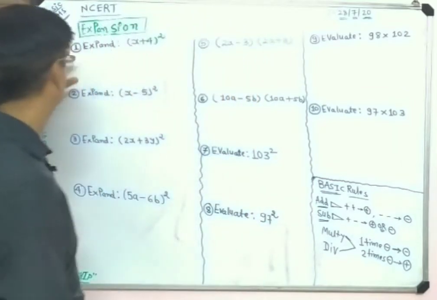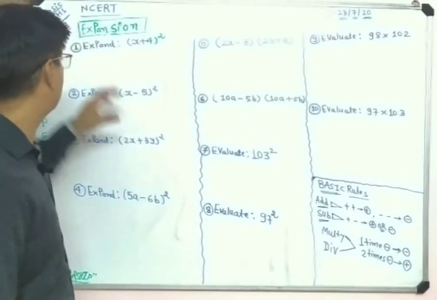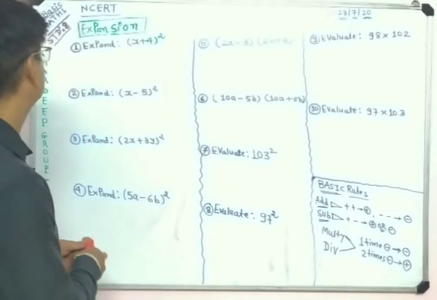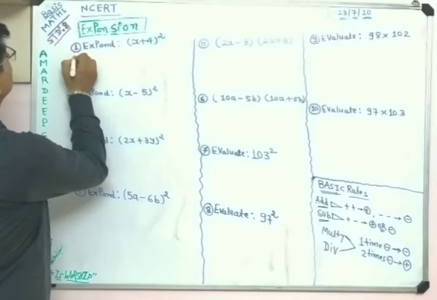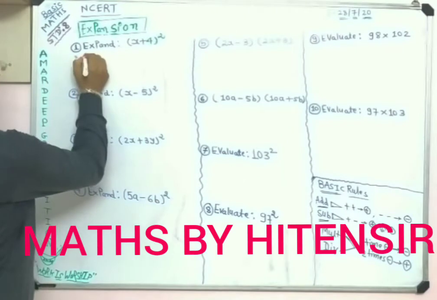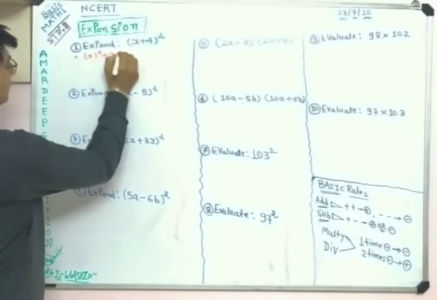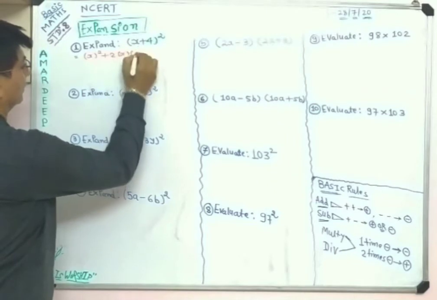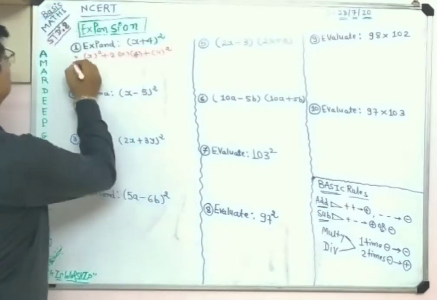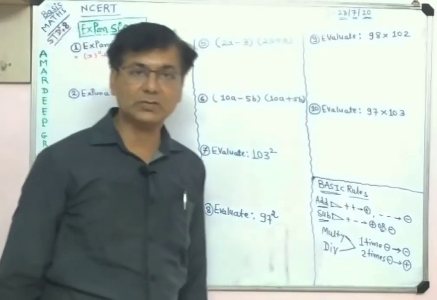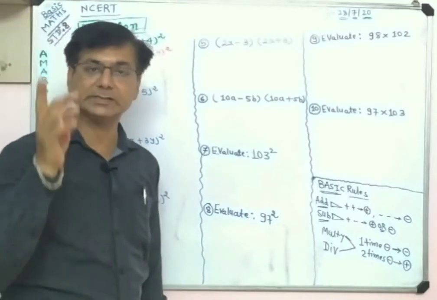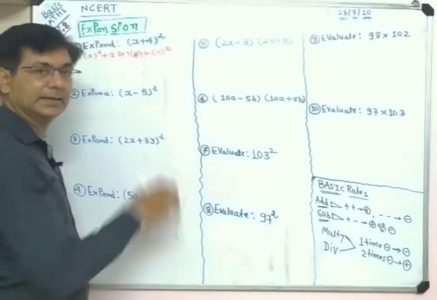Okay. Now we have some important examples on our whiteboard. First example: expand (x plus 4) whole square. First of all, the rule of square is: first term squared, plus 2 into first term into second term, plus second term squared.